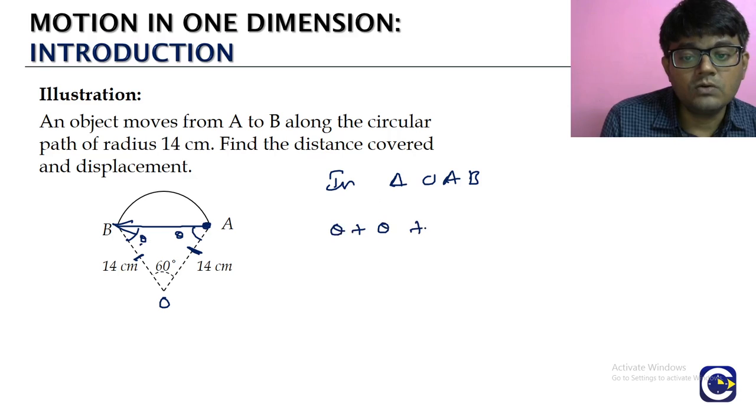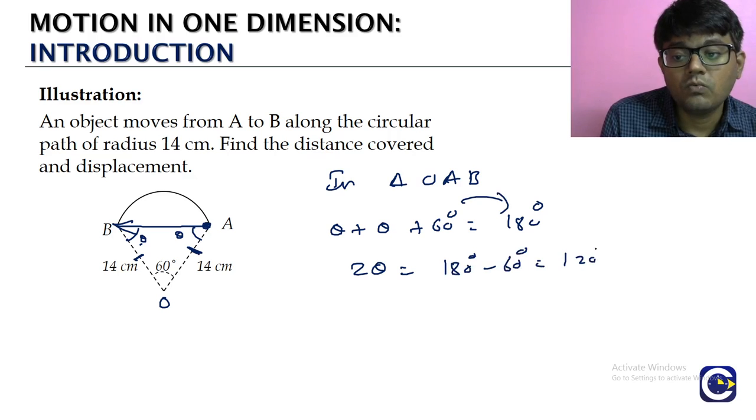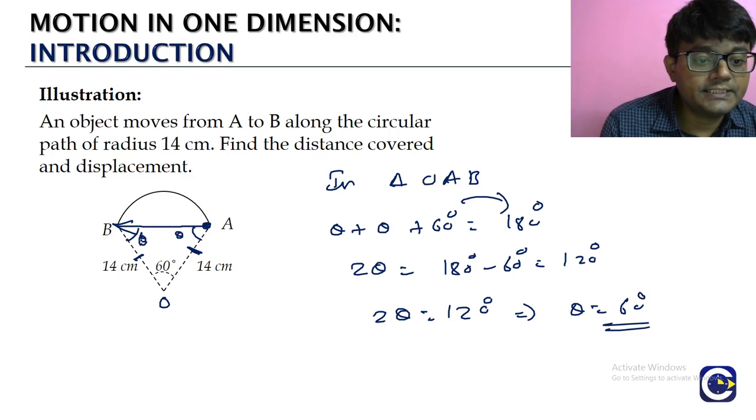Now we have a rule. Sum of the angles in a triangle is 180. Which means 2 theta will be equal to, 60 will go to that side, 180 minus 60 will be 120. So 2 theta is 120. Means theta will be equal to 60. So this is 60.